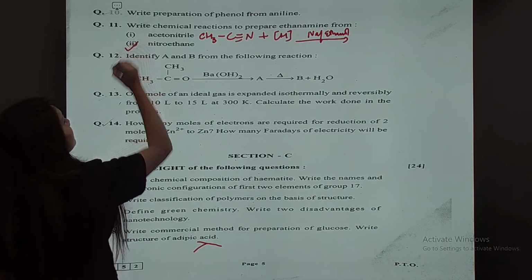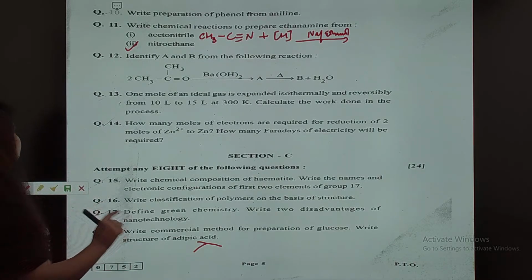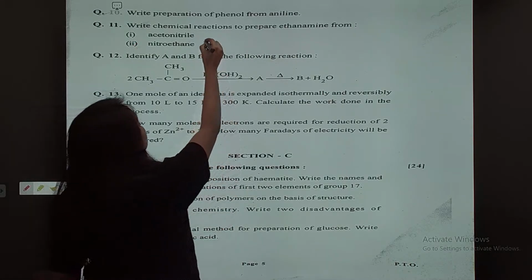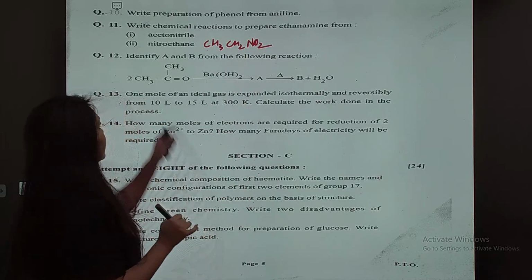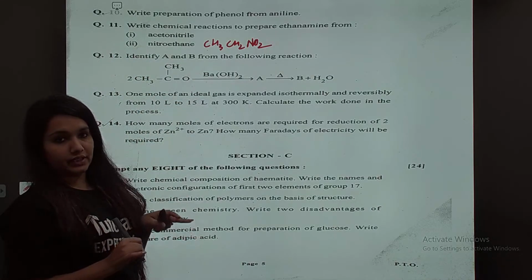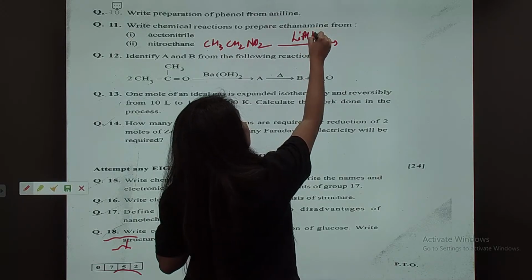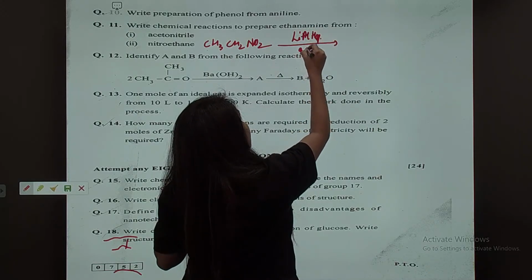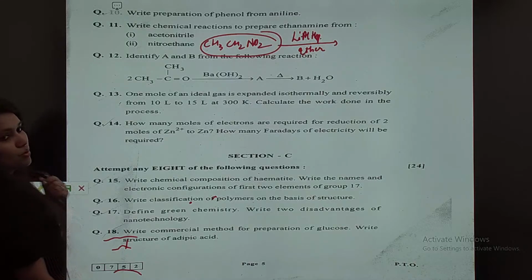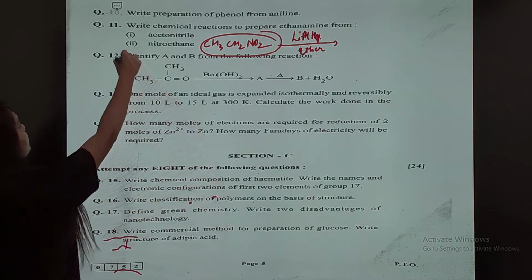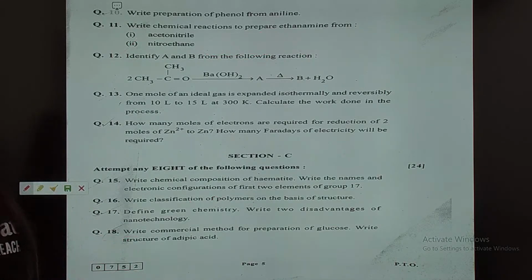Moving on to the second part of the question, which is, prepare ethanamine using nitroethane. Nitroethane, the formula again is simple, CH3CH2NO2. Now let us convert this nitroethane into ethanamine, and to do that, I am going to take lithium aluminium hydride, and this lithium aluminium hydride in the presence of ether will give me my required product, which is ethanamine. So that is question number 11, part 2. Question number 11 is done. We are done with 2 questions. Moving on to question number 12.